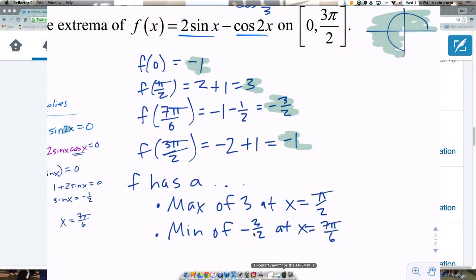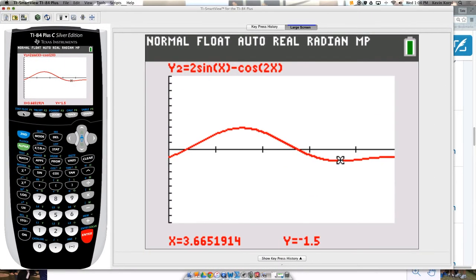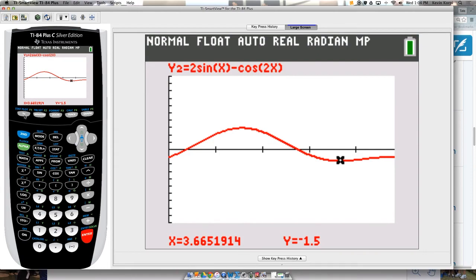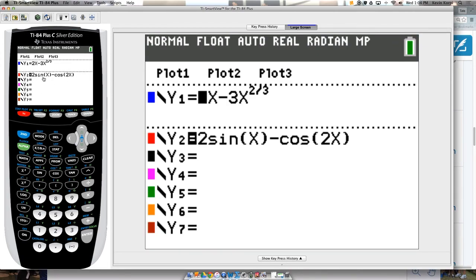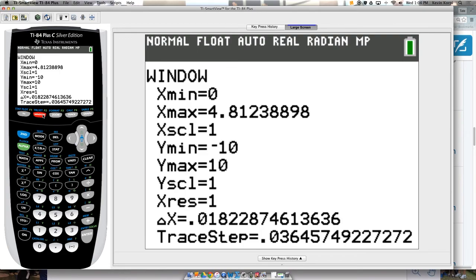I'll go ahead and show you because it's still in there from last period. You type it in there. What mode should you be in if you're typing it into Y1? Well, I type mine into Y2. You need to be in radian mode, right? You type in the original function. Here's what I mean about the window. You need to go from 0 to 3 pi halves.